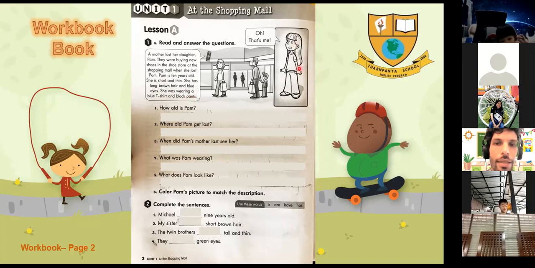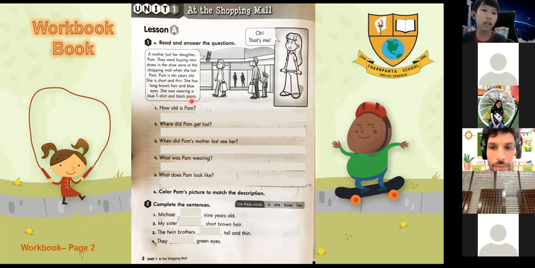And then the kid says, oh, that's me. Again, there is a message that came out of the speaker. A mother lost her daughter, Pam. They were buying new shoes in the shoe store at the shopping mall when she lost Pam. Pam is 10 years old. She is short and thin. She has long brown hair and blue eyes. She was wearing a blue t-shirt and black pants.